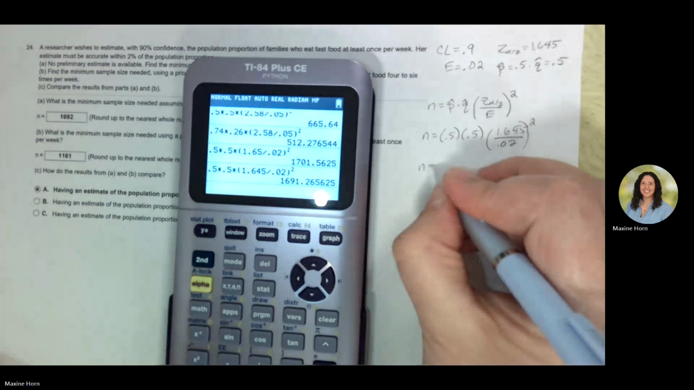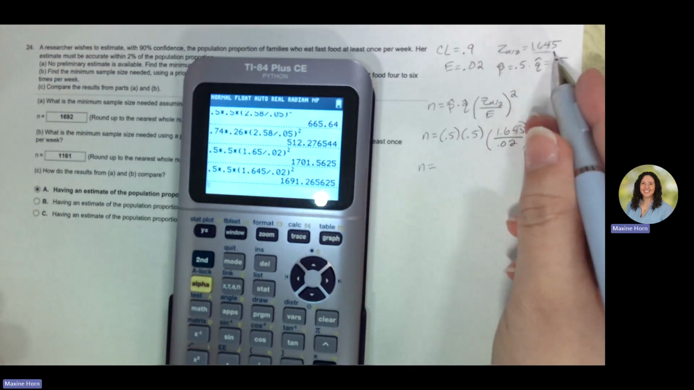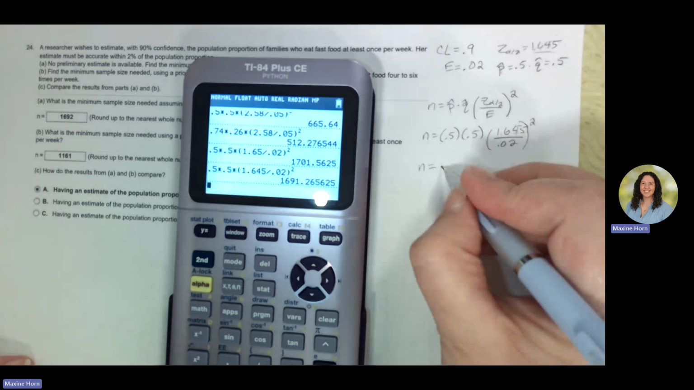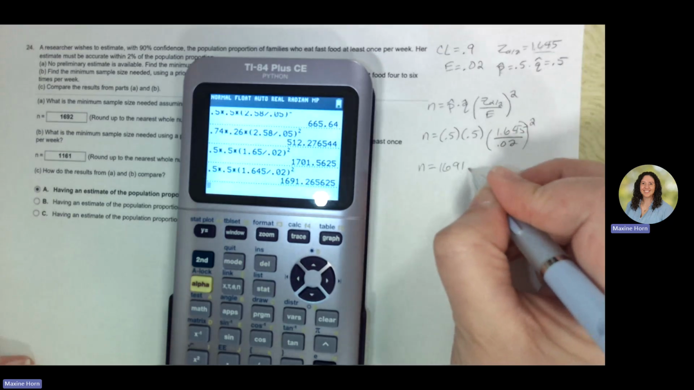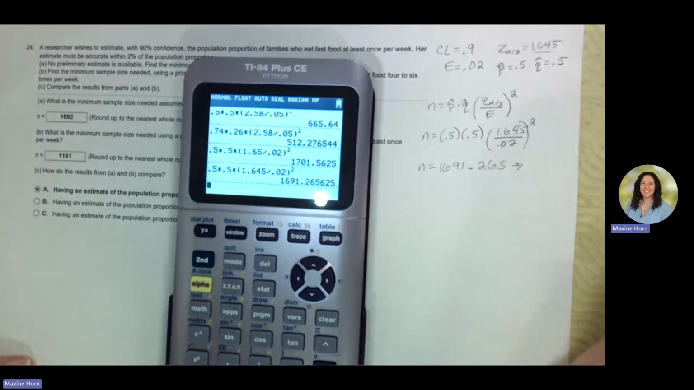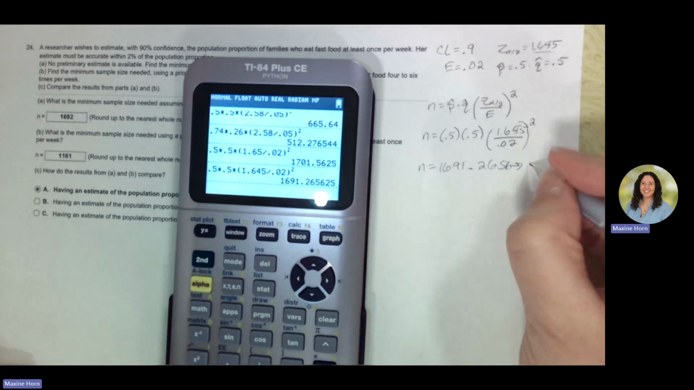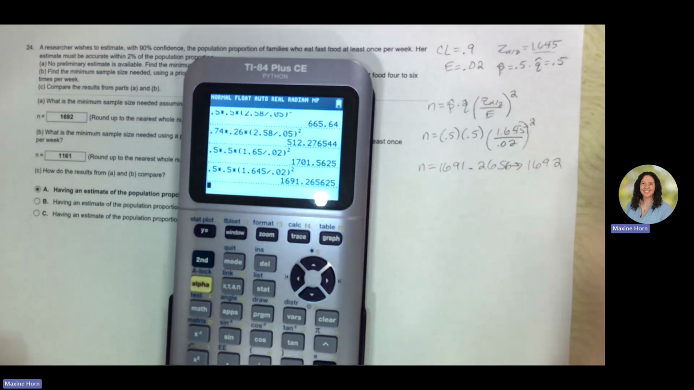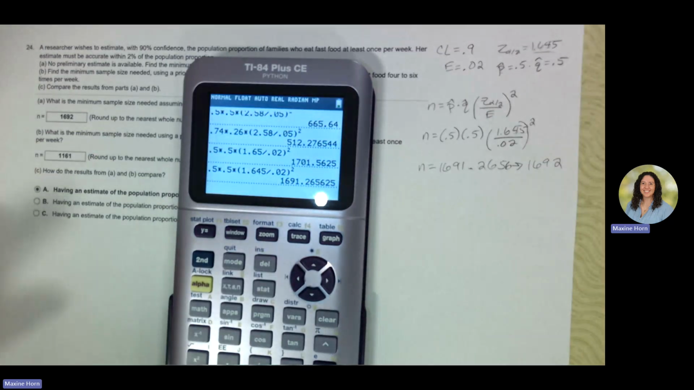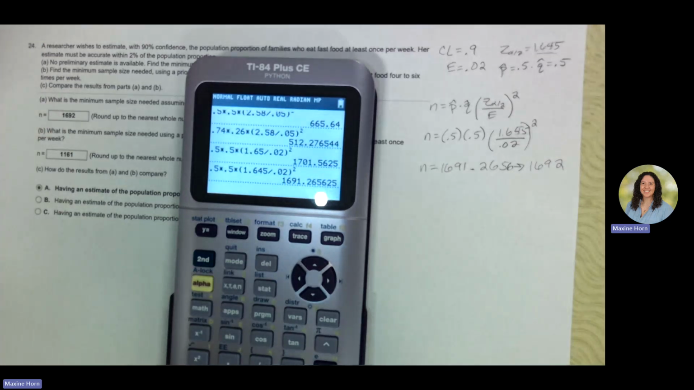Okay. So not rounding in this case, using the exact value in the chart, we get an N of 1691 and some change, right? 0.265, and so on. Anyway, we keep going. This is the number of people, so we have to go up to the next value, 1692. That's how we have to go up. That's how we get 1692.